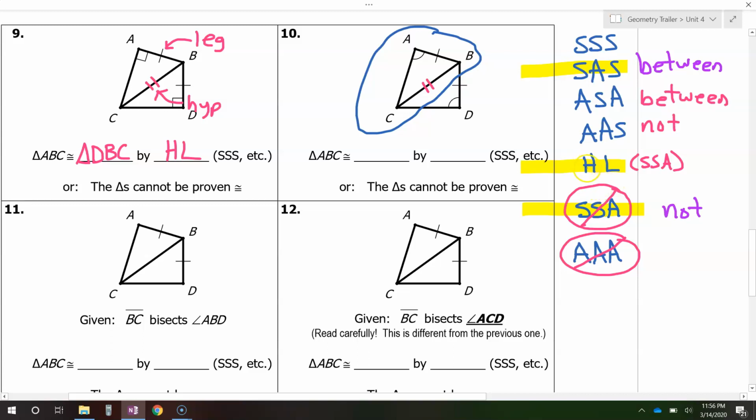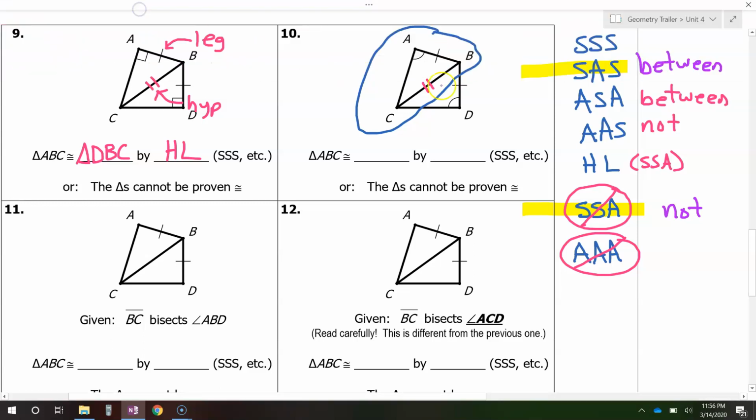Let's start with hypotenuse leg. This is not a right triangle, so it cannot be hypotenuse leg. So I can take that off the list. Can't be that one. So now it's going to be one of these two. And it's just a matter of the word between. If the angle is between the two sides, then it'll be side angle side. If the angle is not between, then that's side side angle, which is not a thing.